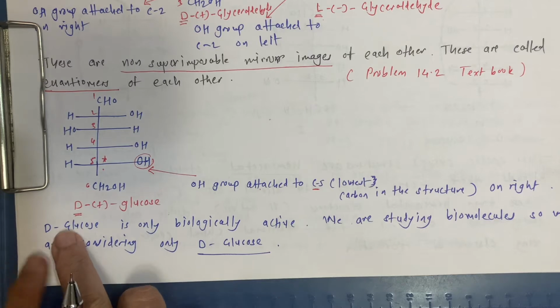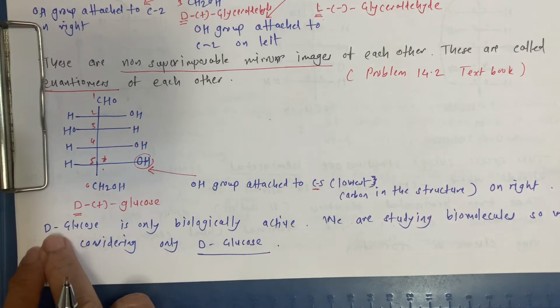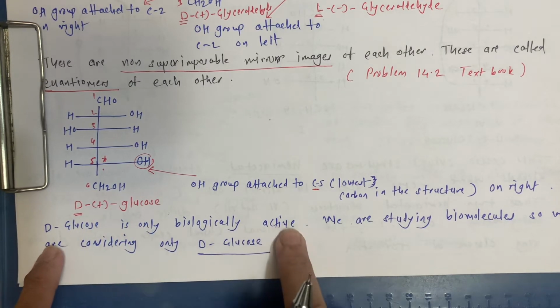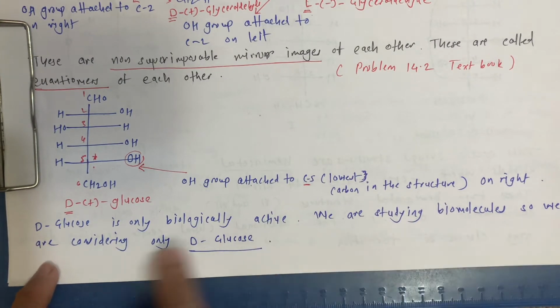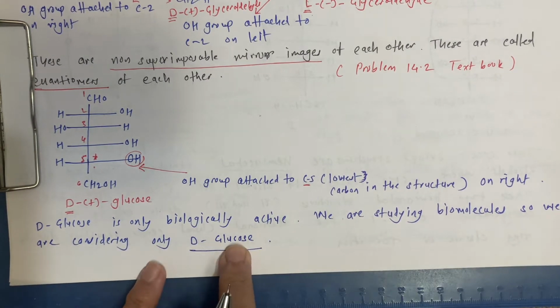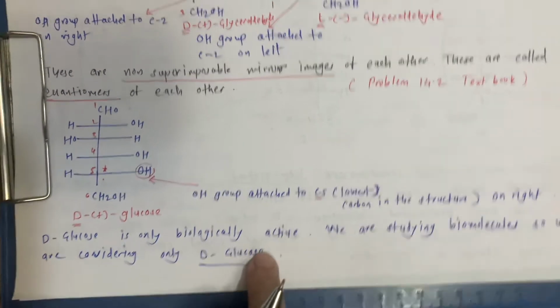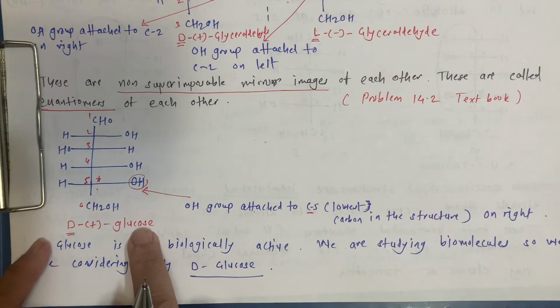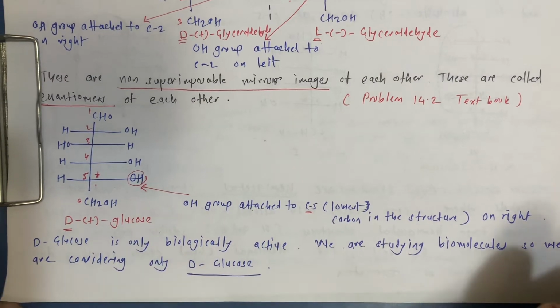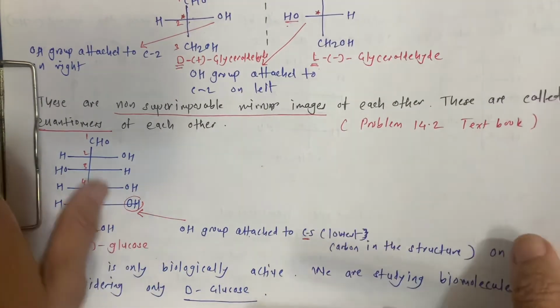And here in our study, D-glucose is the only one that is biologically active. We are studying biomolecules, so we are considering only D-glucose. We are not supposed to consider L-glucose. We have to think about only D-glucose according to our syllabus. Okay, next.